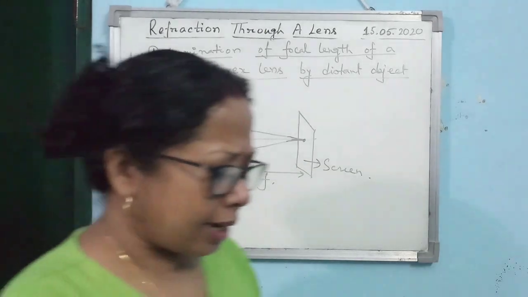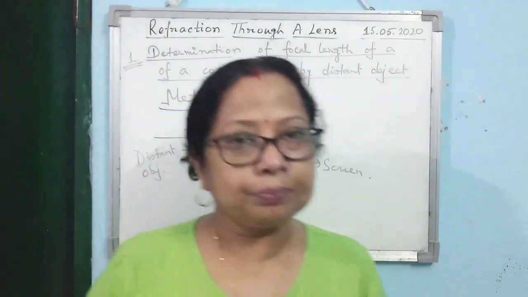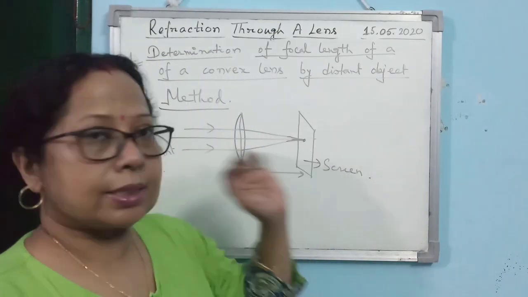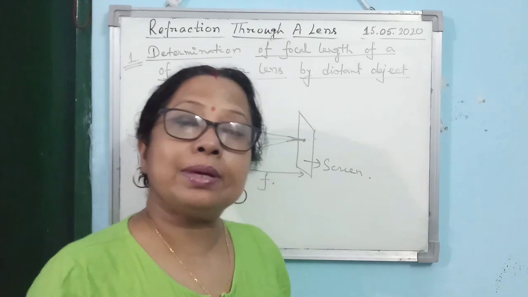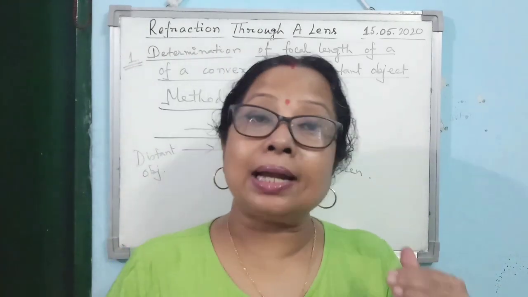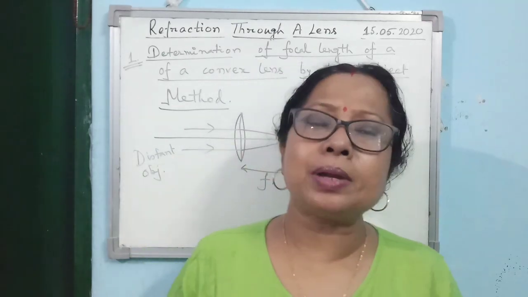Alright, you just understand it. It is not that important from the point of view of the board exam. So, how can you do this? Distant object, what is the meaning? Distant object means you are allowing a parallel beam of rays to fall on the lens. So it is a very simple experiment.